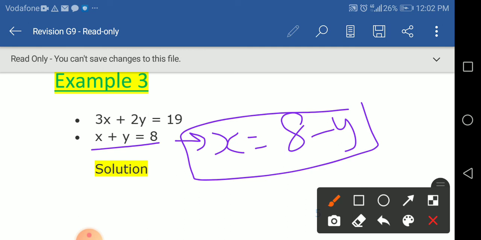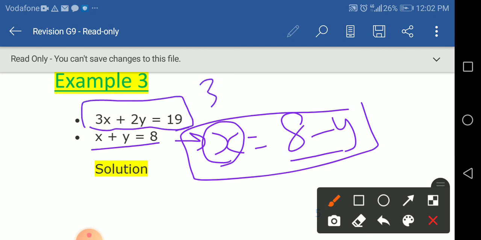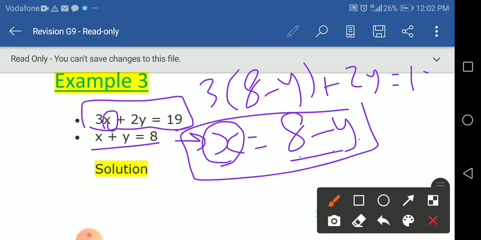What should I do then? I have here the value of x is 8 minus y. So let's substitute here, and instead of x, I put 8 minus y. This is another method if you like it. So 8 minus y, I put it instead of this x, plus 2y equal 19.